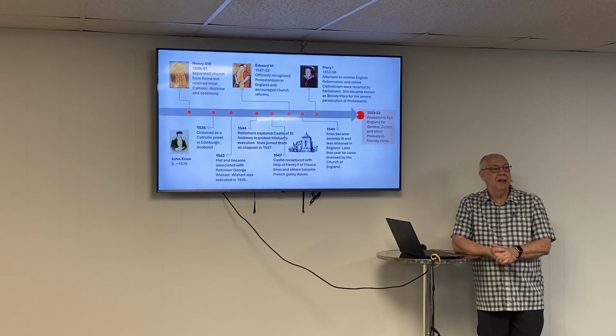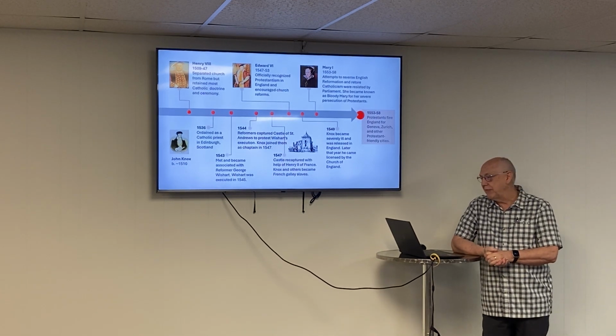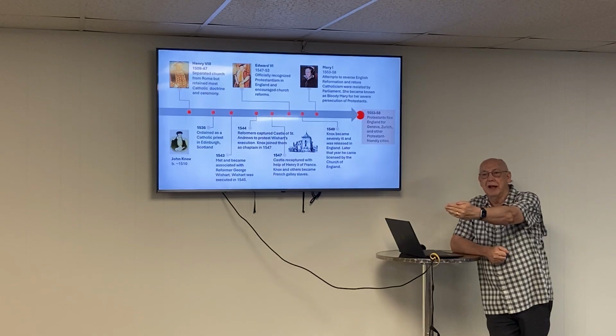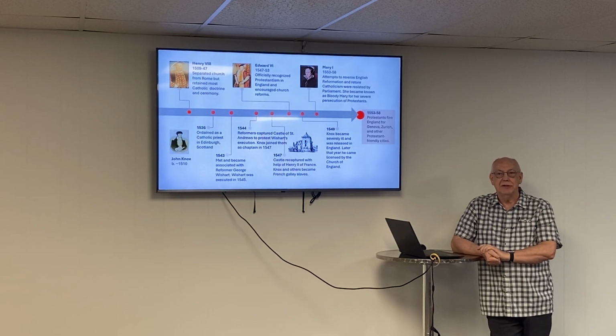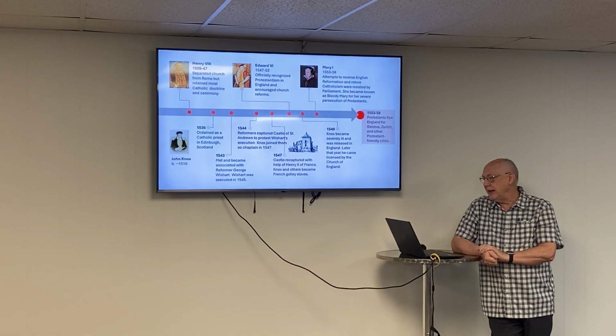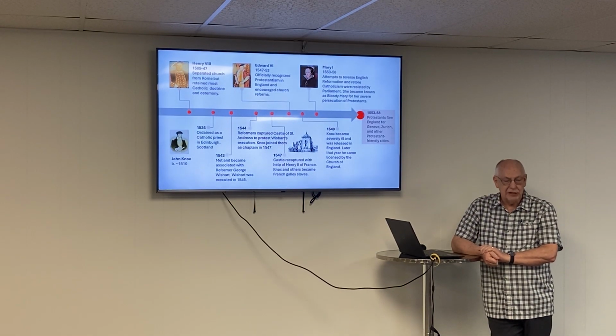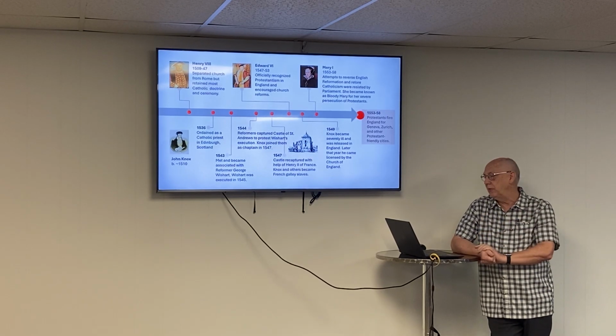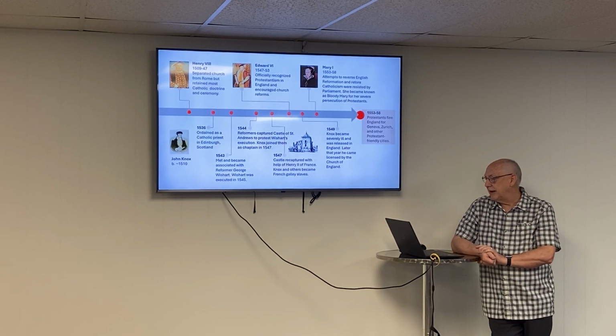So Mary was the older daughter of Henry VIII. If you go back to the painting, you see she was the one on the left side. She was initially disqualified from being a monarch, but then she was later reinstated. She received that privilege back. But when Edward VI passed, she became queen in 1553.